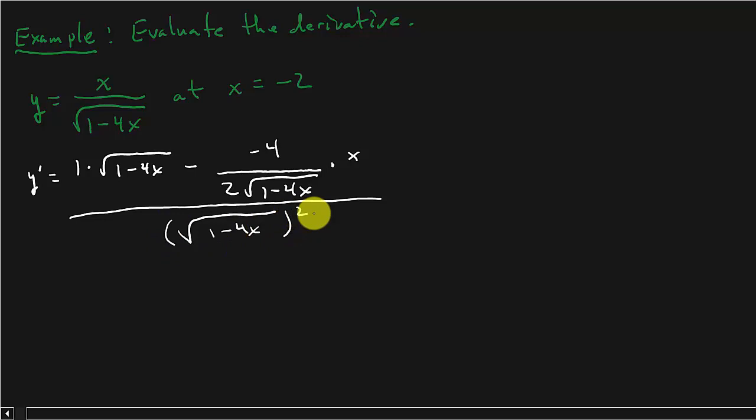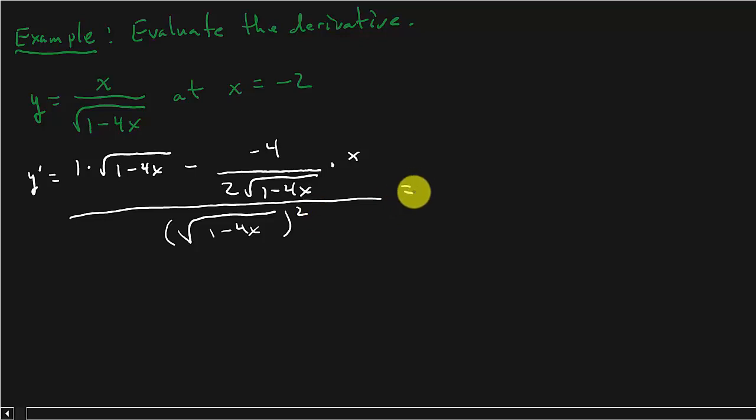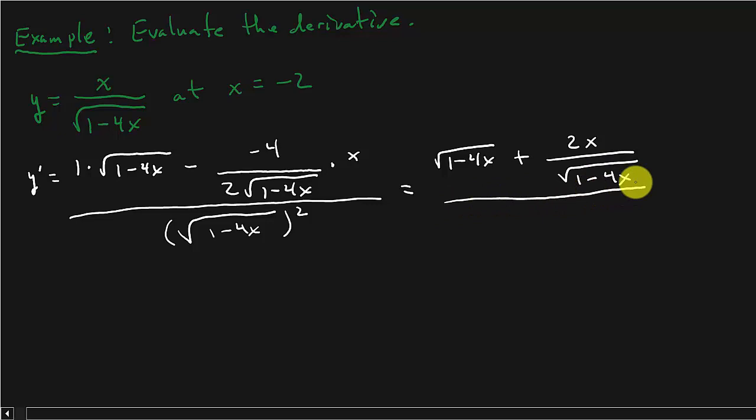All right. So let's just kind of clean it up a little bit before we start simplifying it. And so this is going to be the square root of 1 minus 4x plus 2x over the square root of 1 minus 4x, over 1 minus 4x. Because when you square a square root, you get what's underneath the square root. Okay?